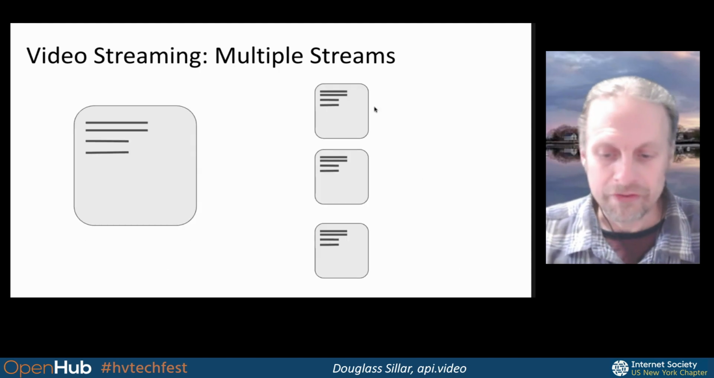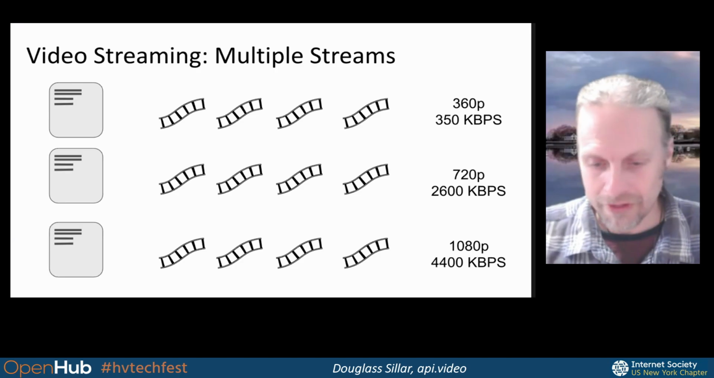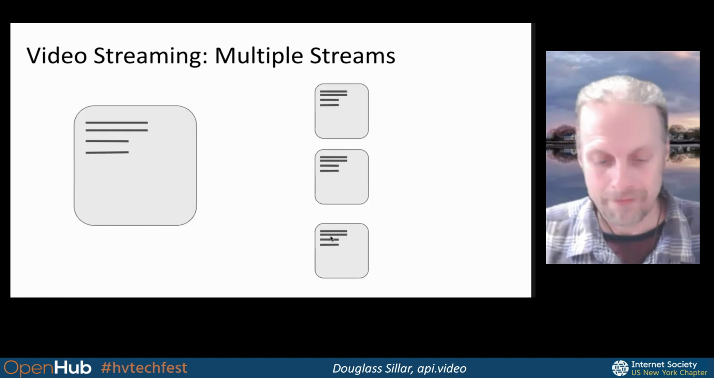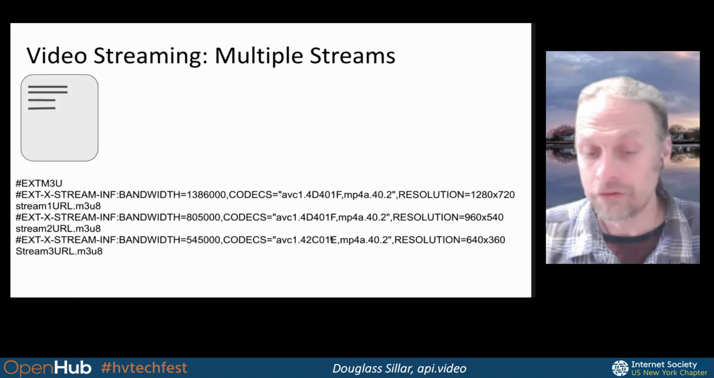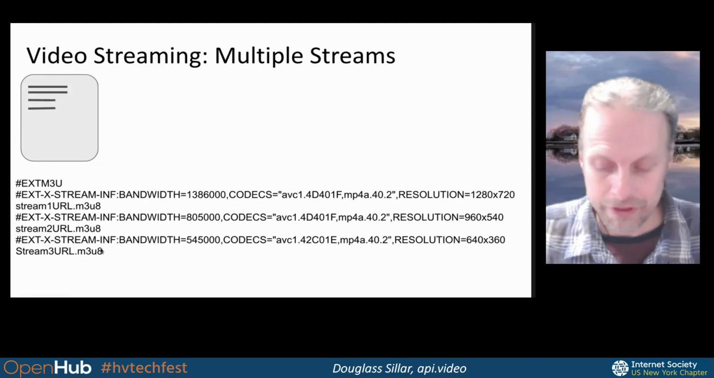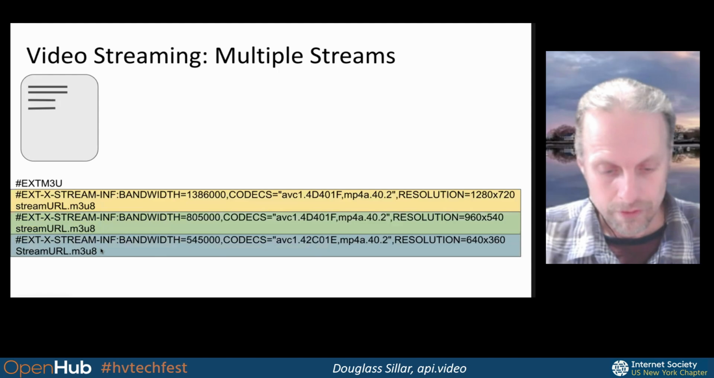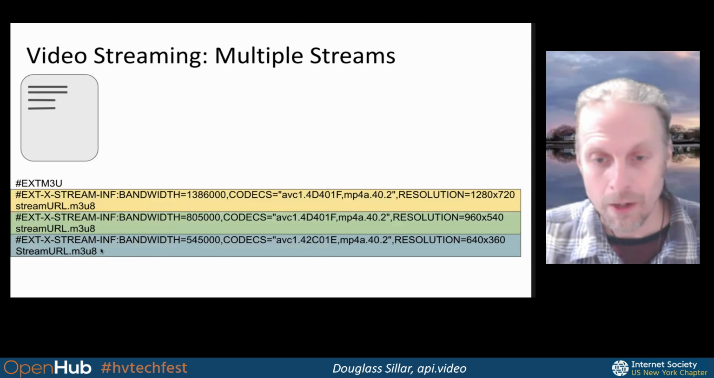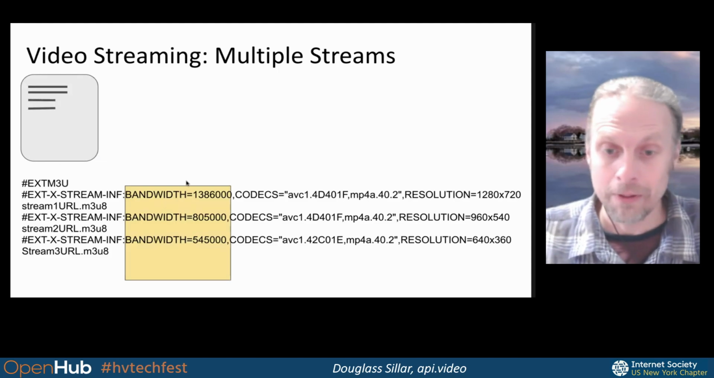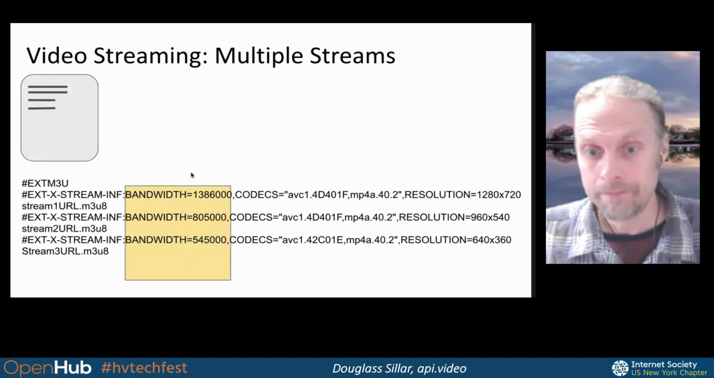To describe these different streams, we have a parent manifest. And that parent manifest looks something like this. And so basically you have a line that describes each one of the streams, right? When I look at these, I tend to look at it this way, right? So here is the bandwidth of the different streams. So if the player knows the speed of the network, it can pick the biggest one.